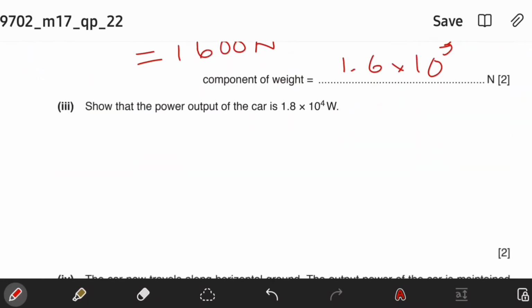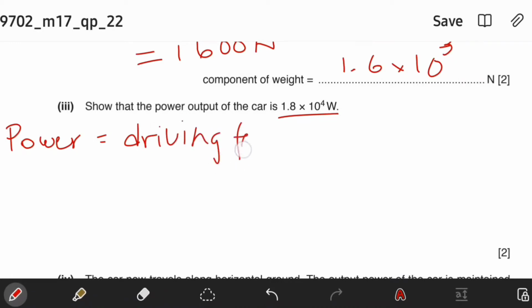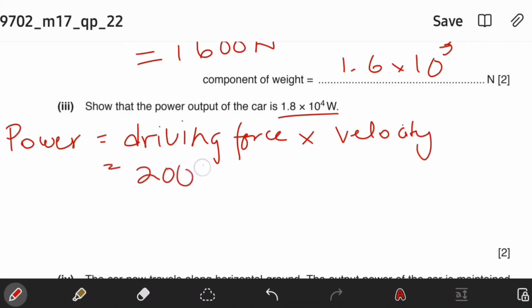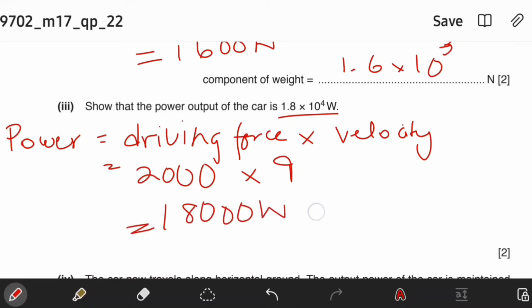Show that the power output of car is this. So power output, you can use the formula of power is equals to force, actually the driving force. Remember, this is not just any force, it is the driving force into velocity. Simply multiply the driving force, that is 2000 Newton, into the speed which was given, and the answer would be 18,000 watts. You can write it as 1.8 into 10 to the power 4 watt.